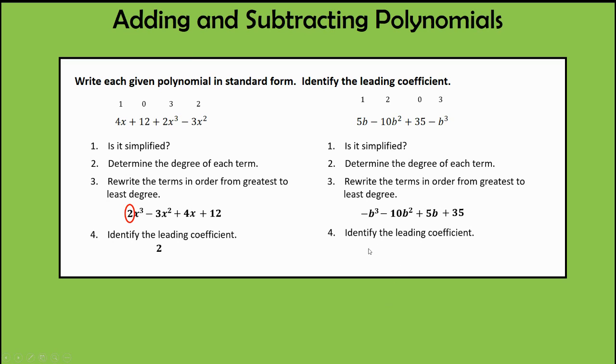Lead coefficient is the number attached to the first term. Well, it's minus b cubed, but we can always understand that there'd be a 1 there. So my leading coefficient is really negative 1. Okay, so that's a little exercise in writing these polynomials in standard form.